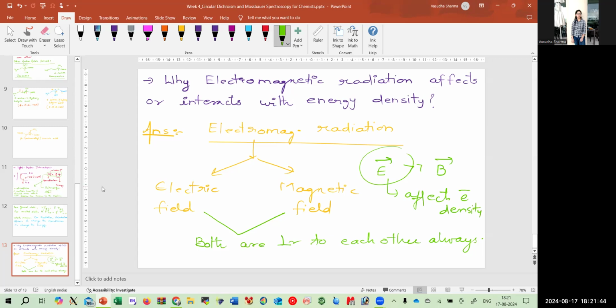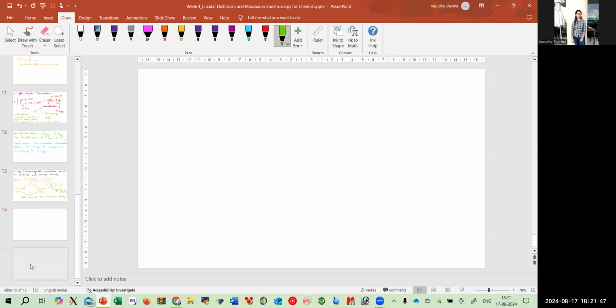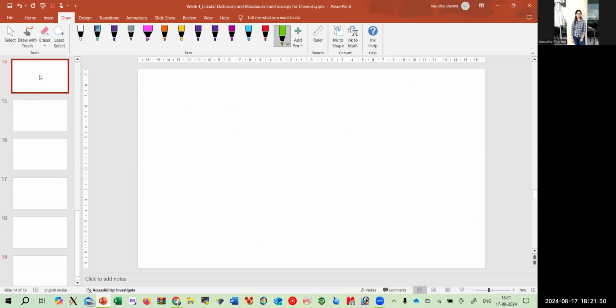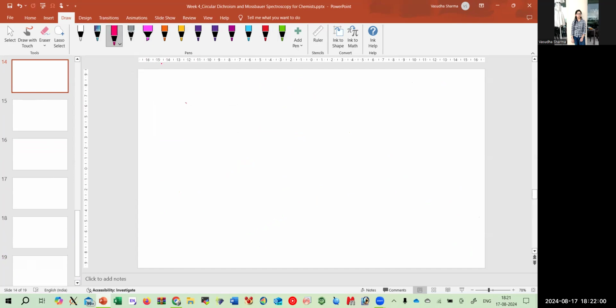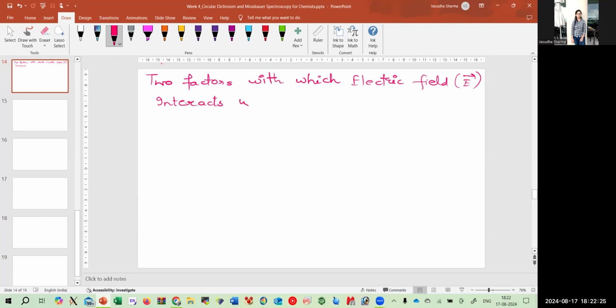How? There are two factors with which the electric field interacts with the electron distribution.